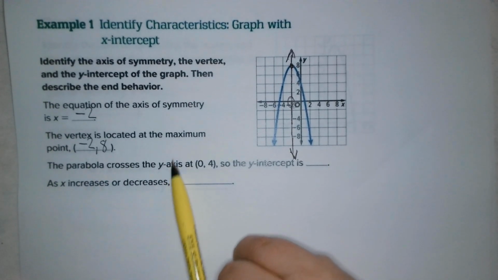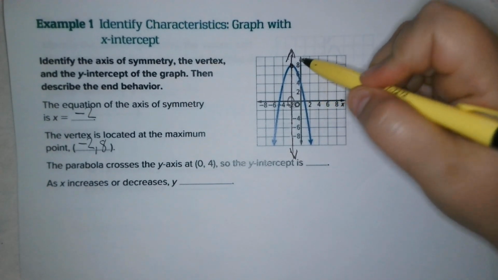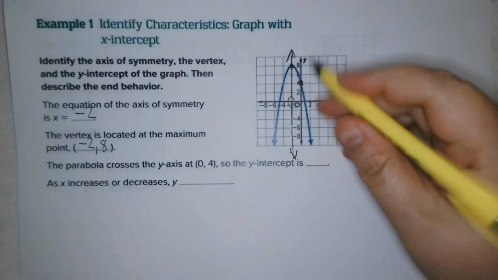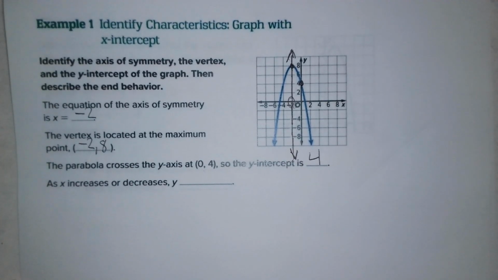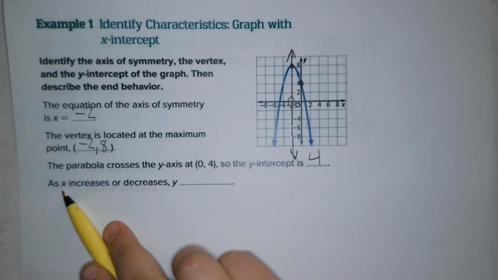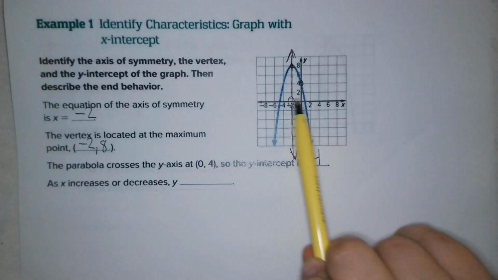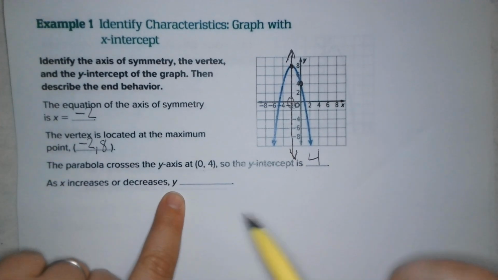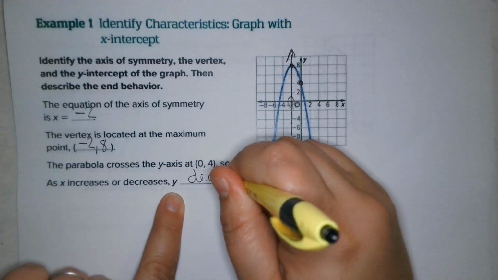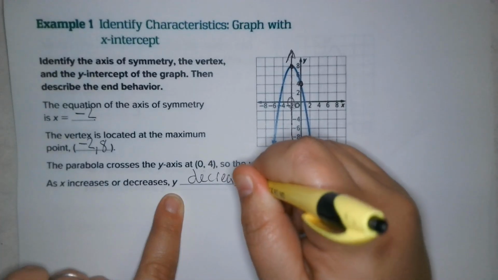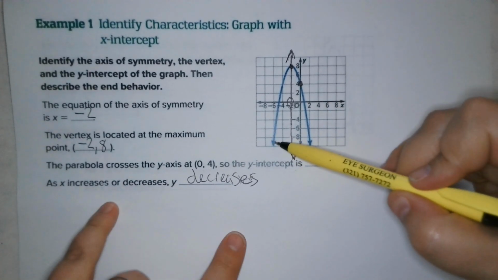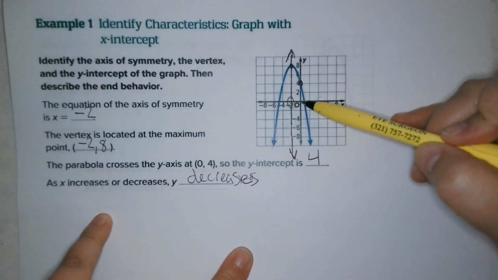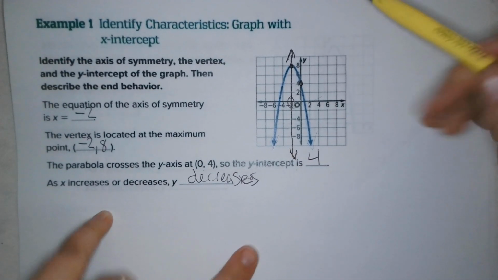Next, the parabola crosses the y-axis. So here's my y-axis. It crosses right here at 0, 4. So the y-intercept is going to be 4. Lastly, as x increases or as x decreases, what's happening at the bottom? At the end of the graph, y is decreasing. That's how they want to do it. So that's the end behavior. Down by the arrows, as x decreases, y decreases. As x increases, y is still going down, it's decreasing.